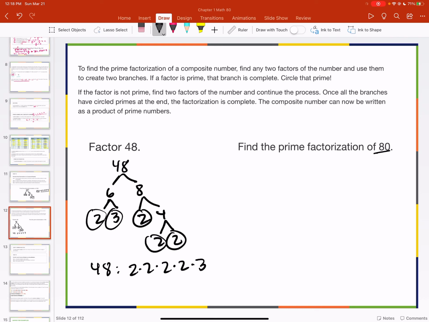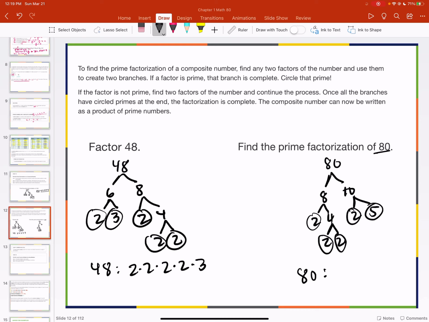How about 80? So 80 is 8 times 10. 8 is 2 times 4. 4 is 2 times 2. We circle the primes. 10 is 2 times 5, and that's it. So the factorization of 80 is 2 times 2 times 2 times 2 times 5. Okay, not too bad.